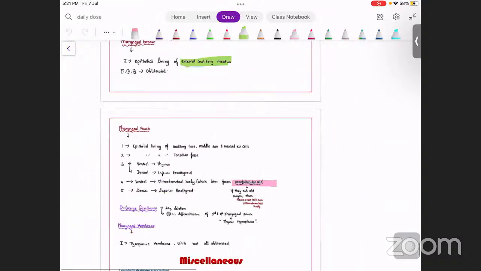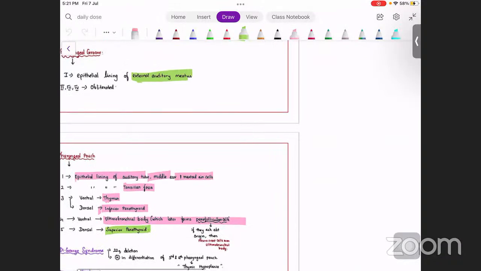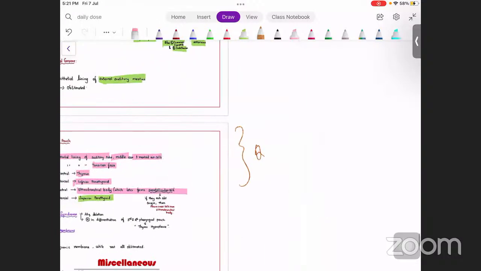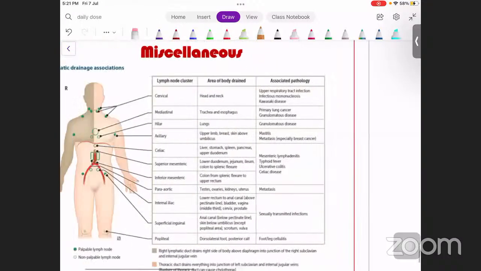So these are the important things you have to remember in embryology, especially the pharyngeal apparatus, the high-yield area where you may expect a question. So you should not miss these things, people. Very, very important. Okay, then you have the lymphatic drainage.